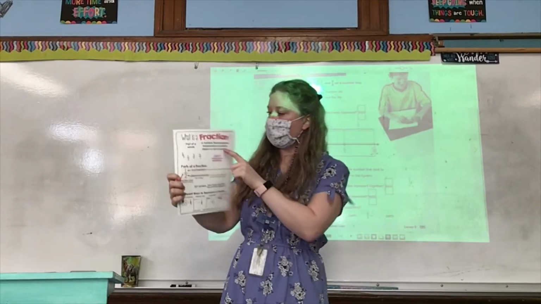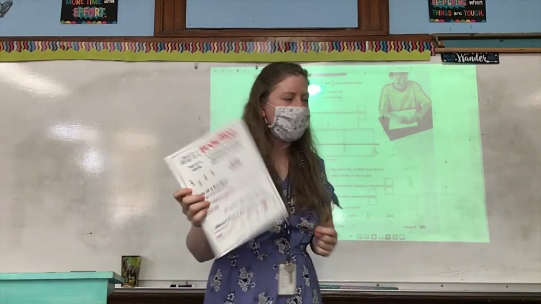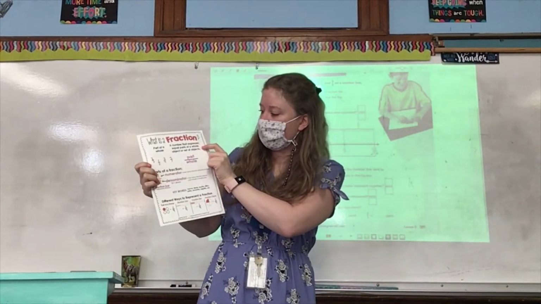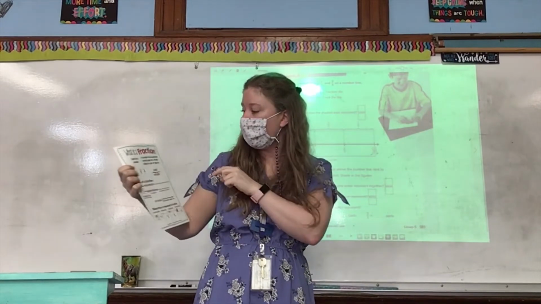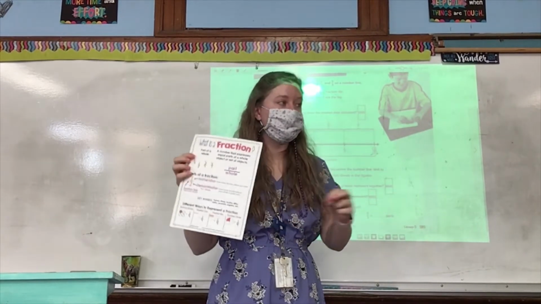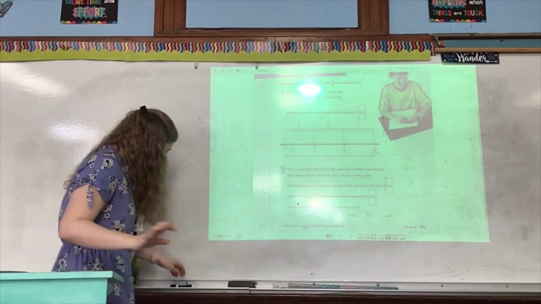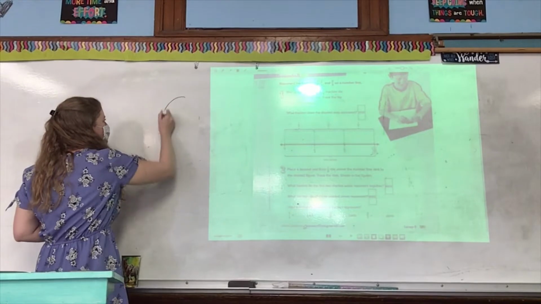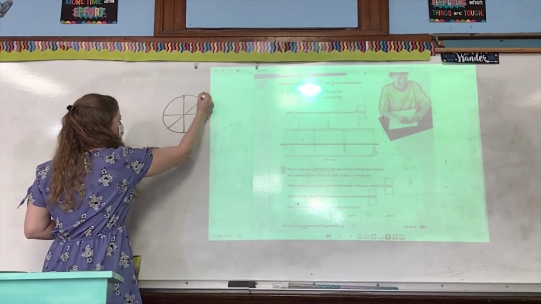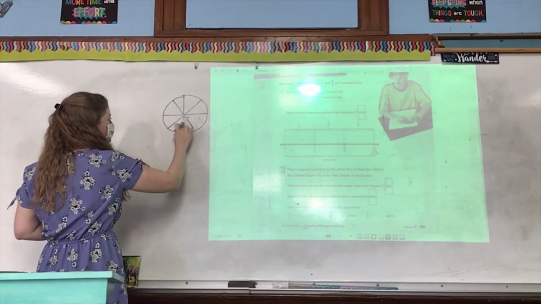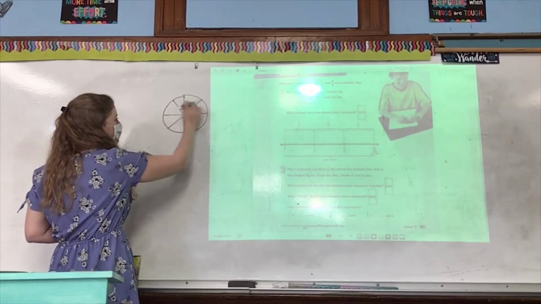Well, look at your sheet. It says it's part of a whole. Well, what does that mean? It means a number that expresses, also means tells, equal parts of a whole object or a set of objects. So what that means is I have a pizza. It's cut into 8 pieces. 1, 2, 3, 4, 5, 6, 7, 8.